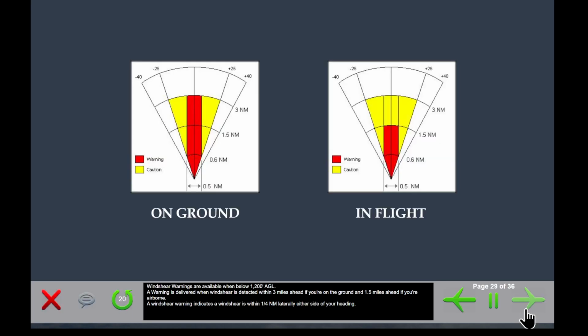Wind shear warnings are available when below 1,200 feet AGL. A warning is delivered when wind shear is detected within 3 miles ahead if you're on the ground and 1.5 miles ahead if you're airborne. A wind shear warning indicates a wind shear is within 1/4 nautical mile laterally either side of your heading.